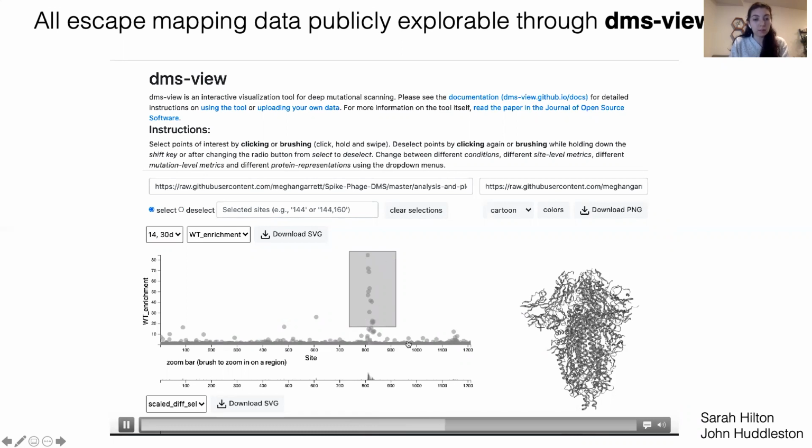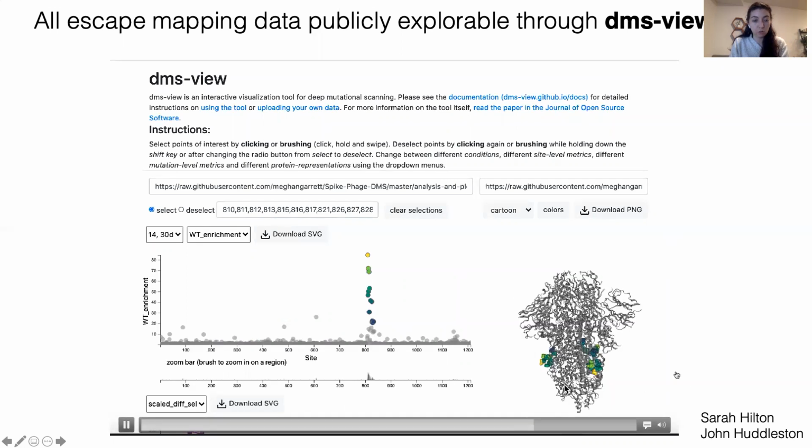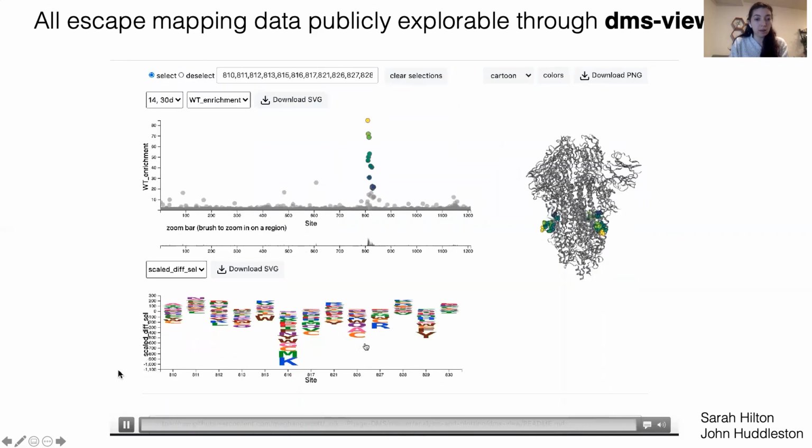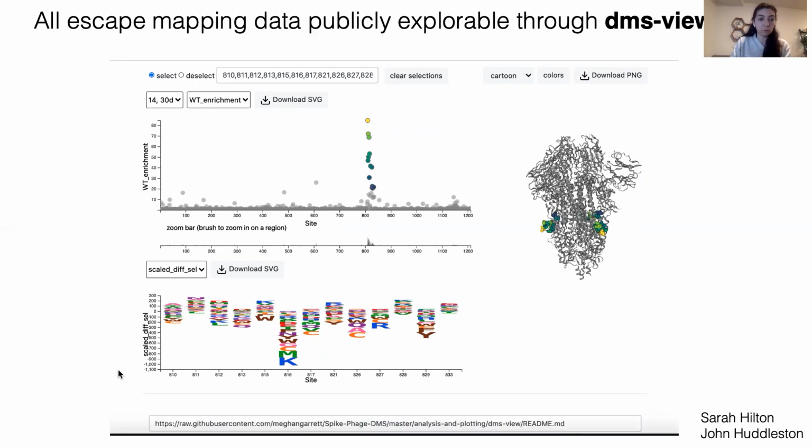And so you select these sites of interest and they are highlighted on the structure over here. And so you can move the structure around and examine where those sites are. And then underneath, they have the scale differential selection values converted into a logo plot format, which is just the same data that's shown in the heat map, just in logo plot form. And so I just think this is a really cool tool, and want to share this with anybody who's interested in having a system for uploading their DMS data and have it be publicly explorable. So that is a cool tool.